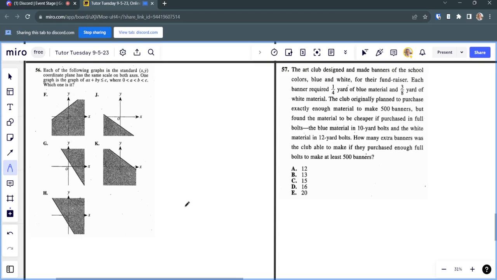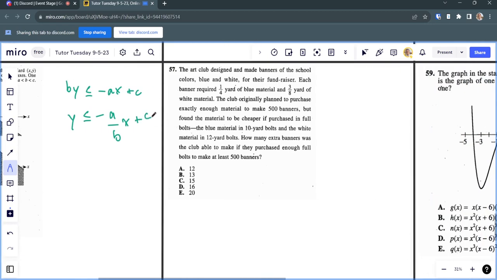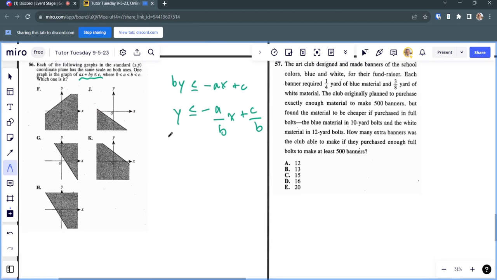Right away, what I'm seeing is that again it's not in a y equals mx plus b form, so I'm going to convert it to that. This is going to become by is less than or equal to negative ax plus c, or y is less than or equal to negative a over b x plus c over b. So looking at the equation here, we're going to want something that has a negative slope. We can rule out F. F is not correct. We also want the y values to be less than the line, so we can rule out G and H.